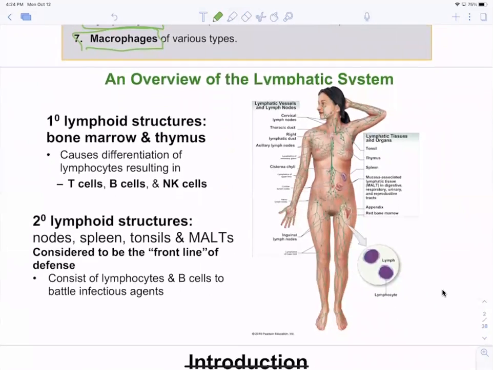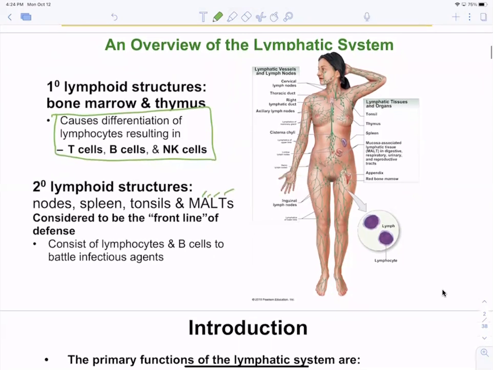Now, primary lymphatic tissues are bone marrow and thymus. This is because they mature lymphocytes, and so they're the primary source of these lymphocyte white blood cells. Secondary lymphatic tissues or structures are lymph nodes, your spleen, and then tissues dominated by lymphocytes called tonsils. Mucosal associated lymphatic tissues are on your intestines. Actually, throughout your digestive tract there is a lot of lymphatic tissue. So this is kind of showing you the overview.